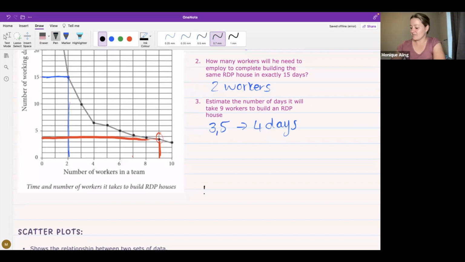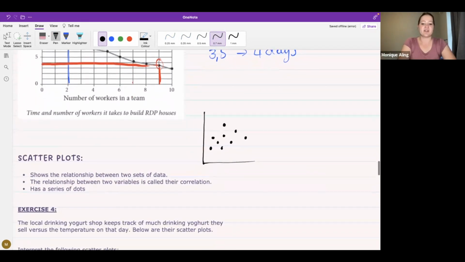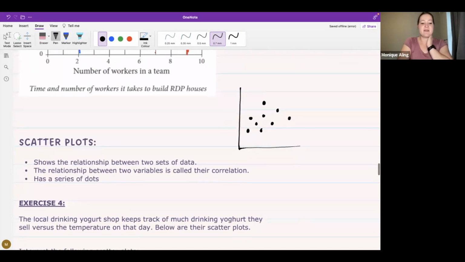Okay, so guys, in short, it does look like a line graph in the sense of when we plot it, we have different points, but we don't join the points because they are kind of all over the show. It does not make a perfect line. So what I've just drawn there is an example of a scatter plot. So just a quick one, maybe a nice screenshot moment. Scatter plots show the relationship between two sets of data. The relationship between two variables is called their correlation.